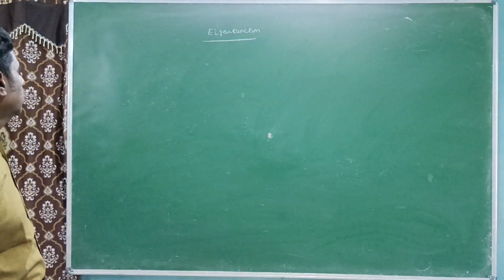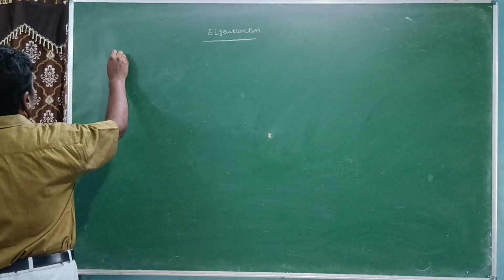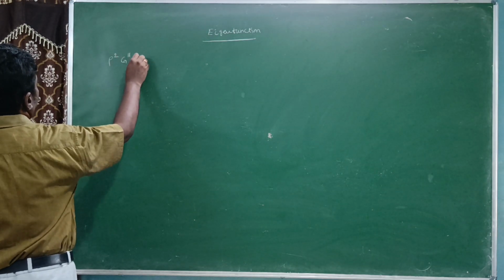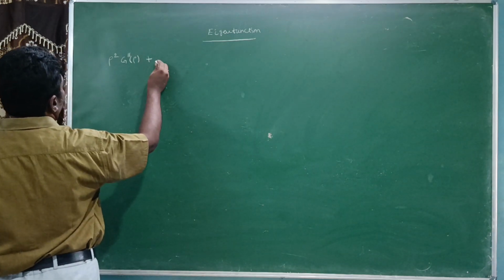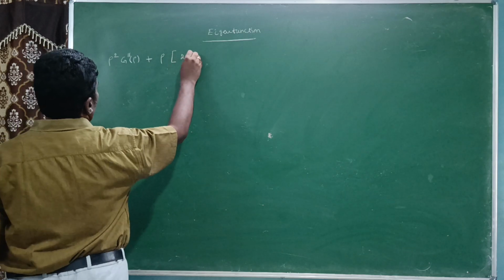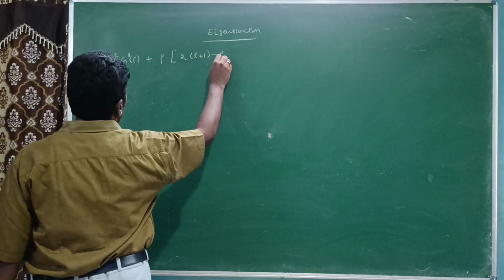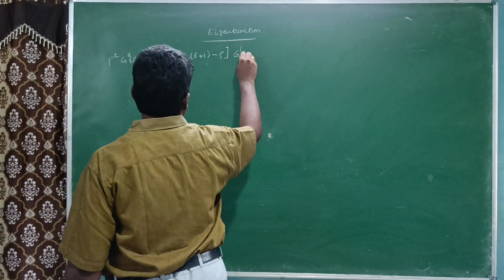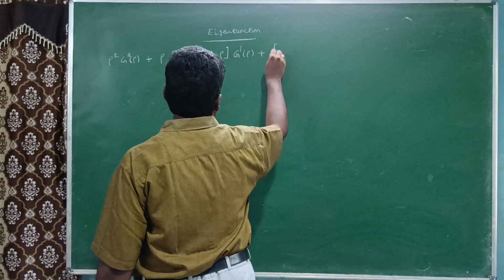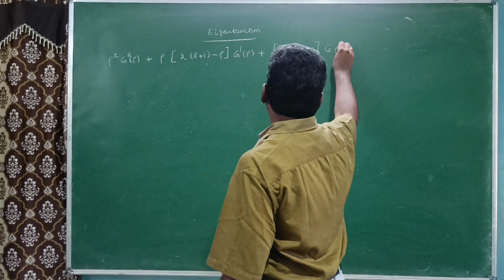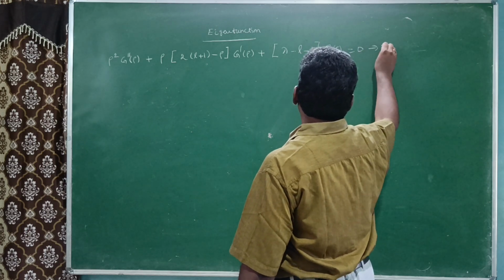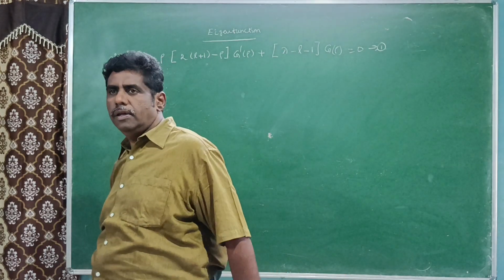In this presentation, we have to derive an expression for the eigenfunction of the hydrogen atom. For that, consider the equation. Already we have arrived at this relation: rho square g double dash of rho plus rho into (2l plus 1 minus rho) into g dash of rho plus (lambda minus l minus 1) into g of rho equal to 0. This is the relation you had in the previous lecture.